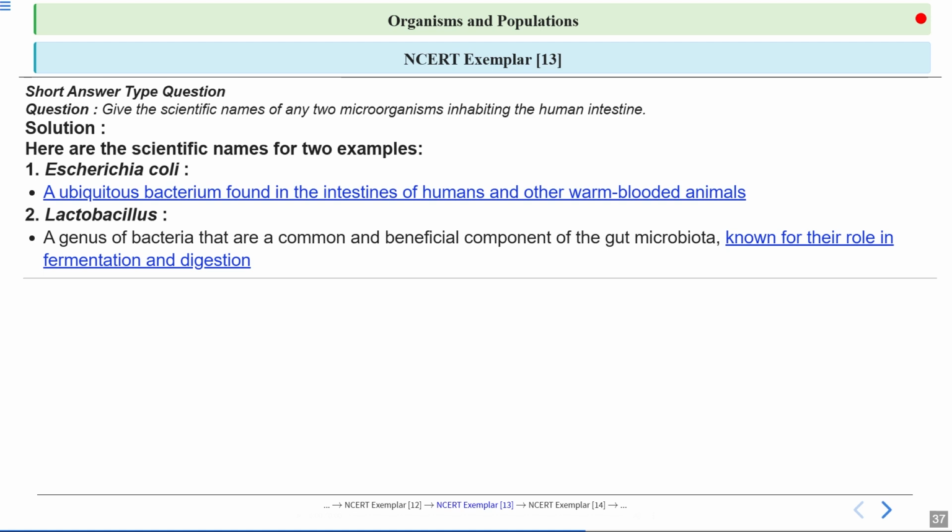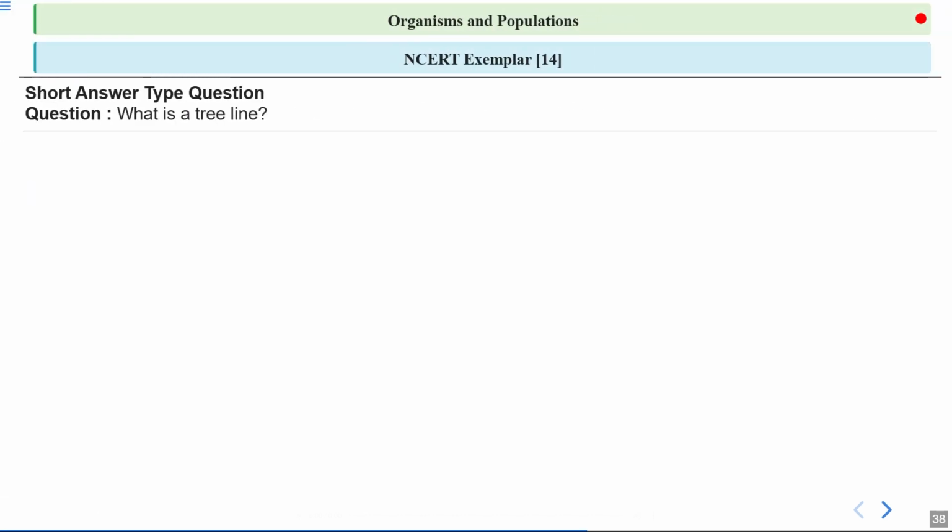Okay, so Lactobacillus is a lactic acid bacteria. It is used for the preparation of yogurt and curd as well. So this lactic acid bacteria secrete lactic acid, and this acid will coagulate the proteins in the milk, and the curd is made because of this. Okay, so because of the acid, the proteins in the milk will coagulate and the milk will turn into curd. Next question, what is a tree line?